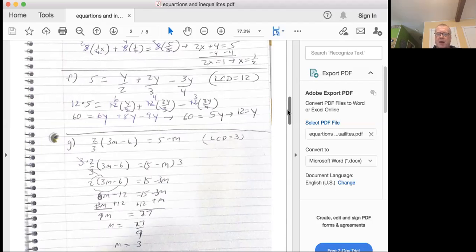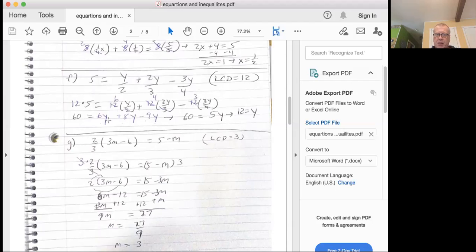Okay, so 12 times 5 gives us 60. Now over here, when I multiply the 12 with the y over 2, that'll give me 12y over 2, which reduces to be 6y. So that's where the 6y comes from. When I multiply the 12 with 2y over 3, 12 times 2y is 24y divided by 3. 24 divided by 3 reduces to be 8. So we get 8y here. And then last but not least, I multiply the minus 3/4 by 12. And that gives us minus 36 over 4, which reduces to be minus 9. So we end up with a minus 9y here.